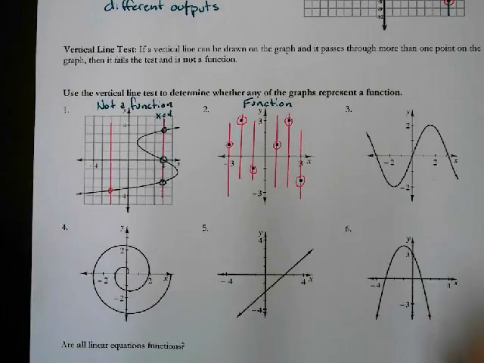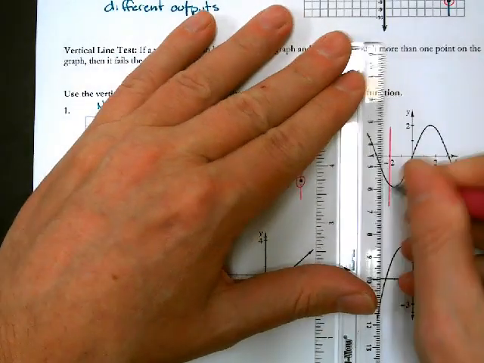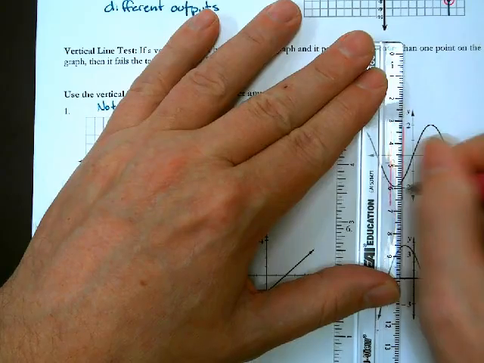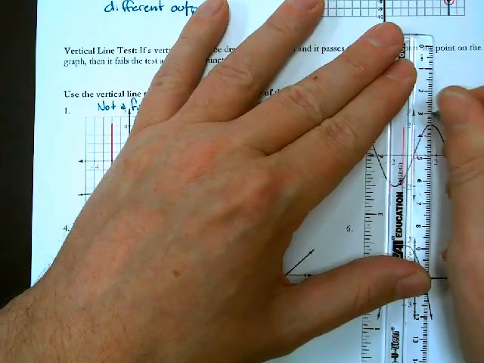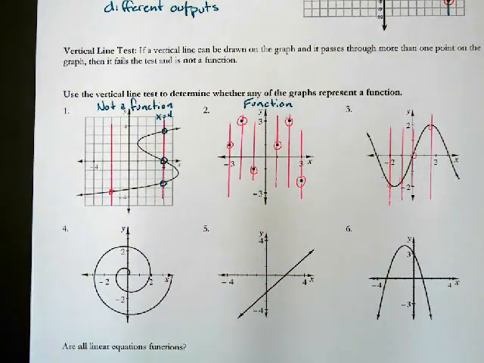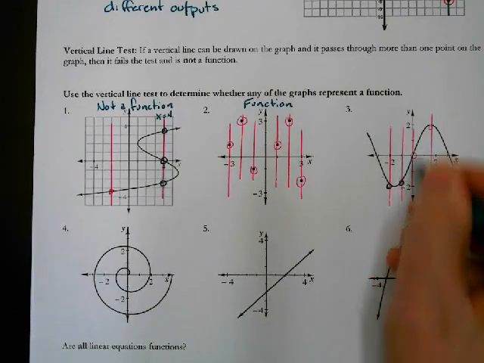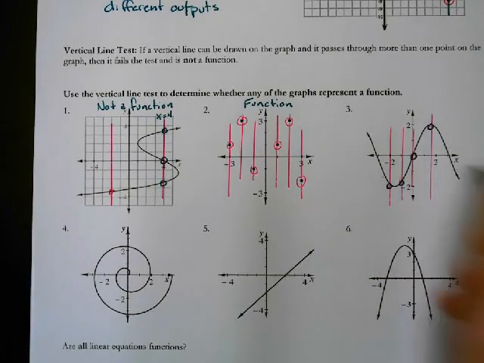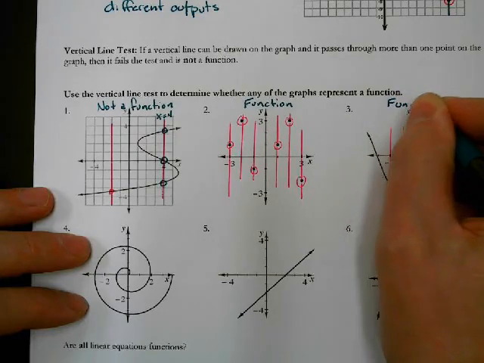See the next one. I think this one's going to pass. I can't draw vertical lines that pass through more than once. Yep. Any vertical line that I'm making here, it's only passing through the graph one time. So that one's going to look like a function. Only passing through once, once, once. Anywhere that I make vertical lines, it's only passing through the graph once, which makes it a function. This one passes the vertical line test.